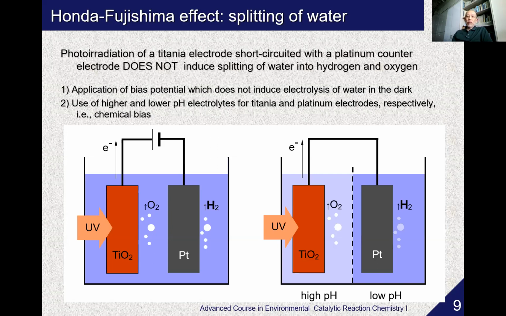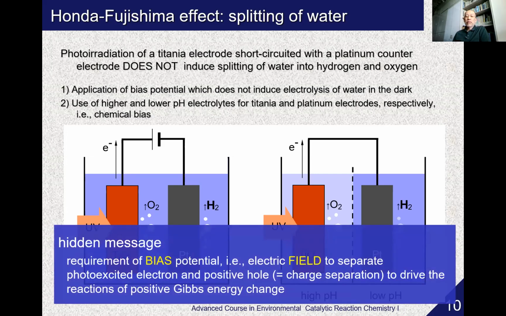That is important. Without this bias application, it is impossible to drive hydrogen and oxygen production. And the hidden message of this paper, not clearly told in the paper, is the requirement of bias potential. Why is bias potential necessary? That is the electric field inside the titanium electrode. Titanium electrode, that is the important point.